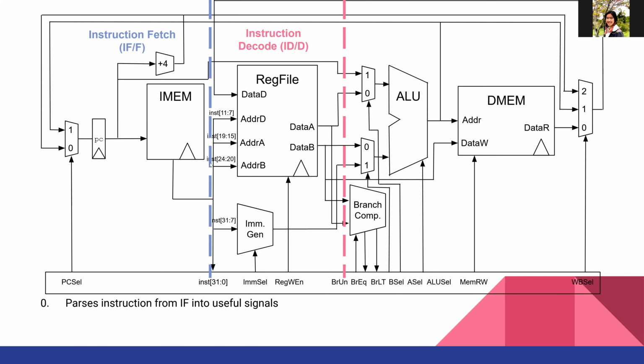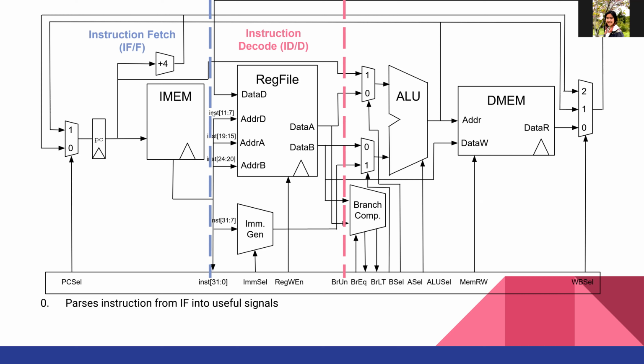And we can also see that it gets broken down into these 5-bit chunks. And these, can anyone guess what these are? Yeah, exactly. RS1, RS2, and then RD right here.